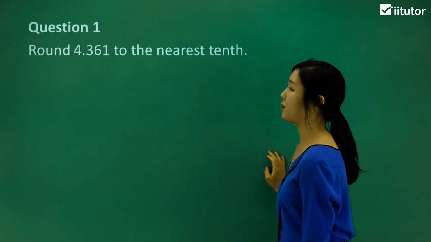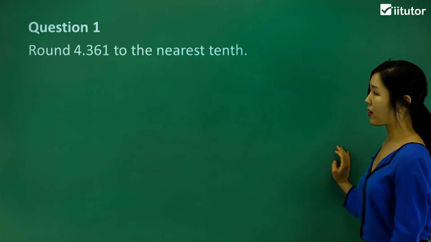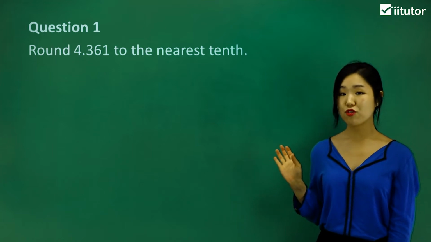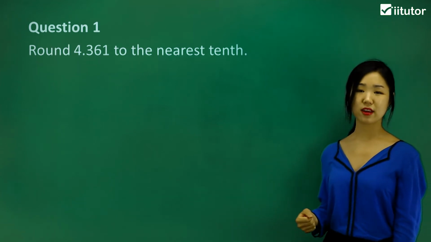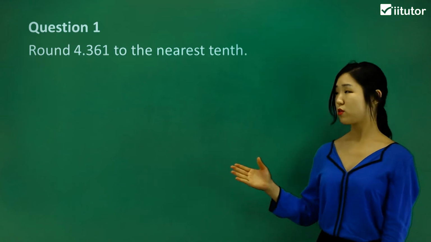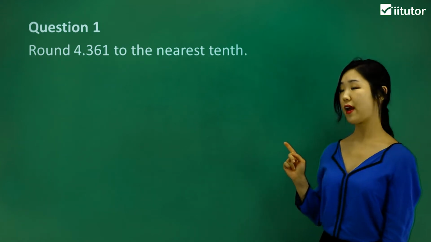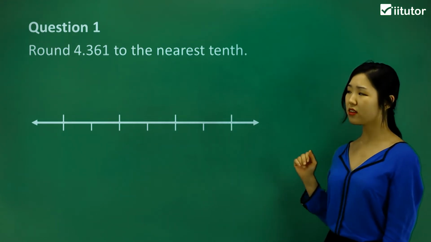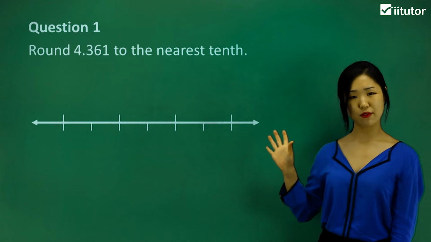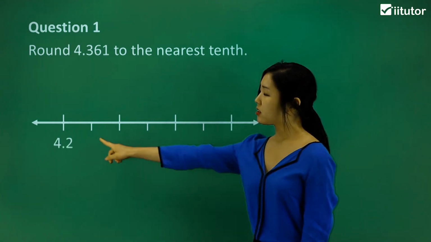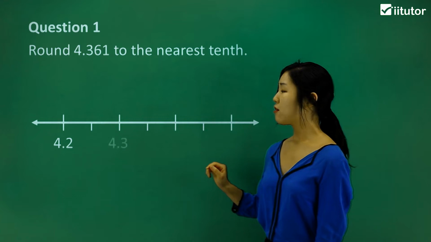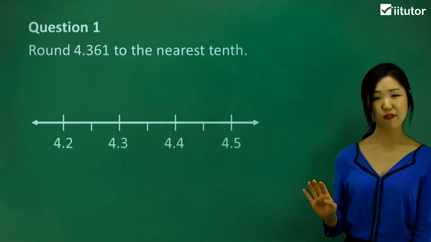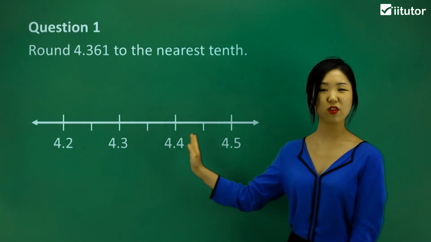Start with question 1. It says round 4.361 to the nearest tenth. Now, nearest tenth is the number straight after the decimal point, so we're basically rounding it to one decimal place, isn't it? But a bit more specifically, we'll put it to the nearest tenth, and I'll show you how to do that. What I'm going to use, guys, is a number line like I drew over here. This might be useful when you're rounding and you're a bit confused. What I'm going to do is start with 4.2 on this one, 4.3 on the second one, this will be 4.4, and I'll make another one 4.5.